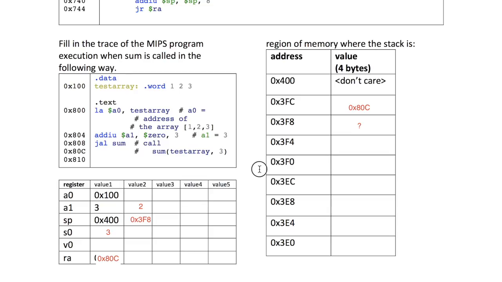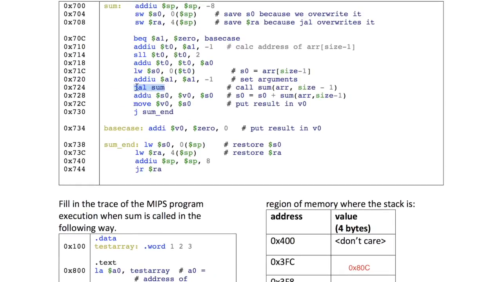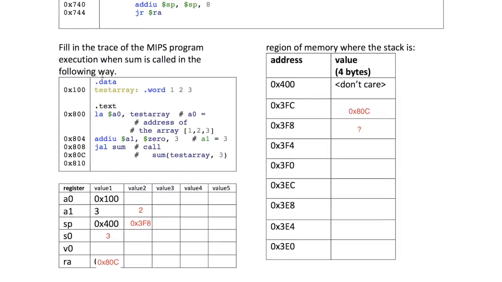Now we have to execute this jal, so we save PC plus 4, which is this address, into the return address register, 728. Okay, so notice already this is important. We overwrote this original value. Eventually we're going to have to get back here, and that's why it's very important that we've saved the old value here in the stack, because we're going to need that later.